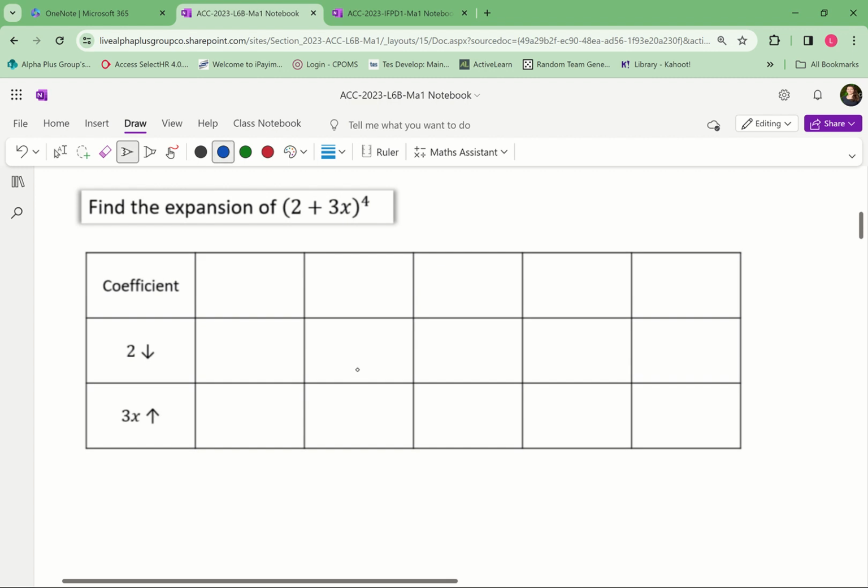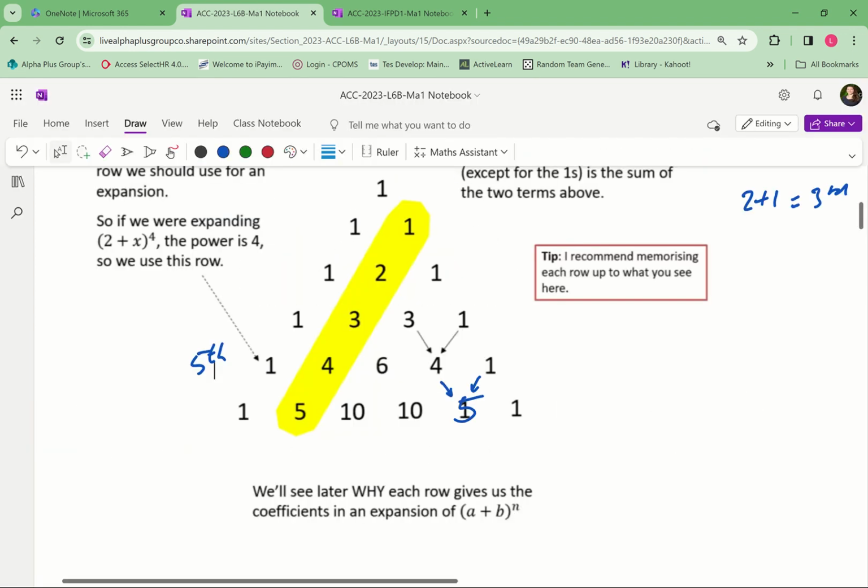Right, so find the expansion of 2 plus 3x to the power of 4. Now, how would this Pascal's thing help me speed that along? Well, I've got a power of 4. So if I go back to Pascal's triangle, my coefficients are going to be in this row. They're going to be 1, 4, 6, 4, 1. I know that because it's the 5th row of Pascal's triangle. You can remember it that way because I take the power and add 1 and find that row, 5th.